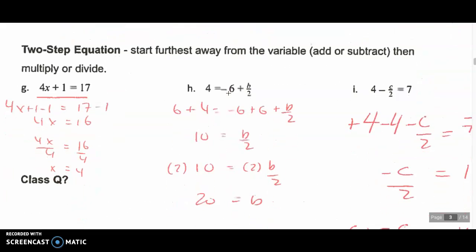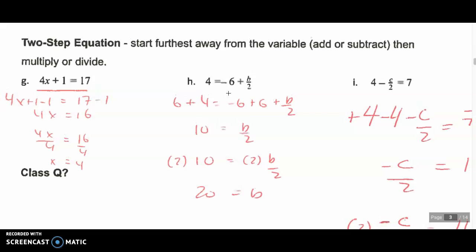Okay, 2-step equations, you do the same thing. You're going to do the opposite operation, but you're going to add or subtract first and then multiply or divide. So another way to think of it is start as far away from the variable as possible. So here's the plus 1. What I'm going to do here is bring it across. So 4x equals 17 minus 1, because it was adding to the 4x. So now when I bring it across, I have 4x equals 16.